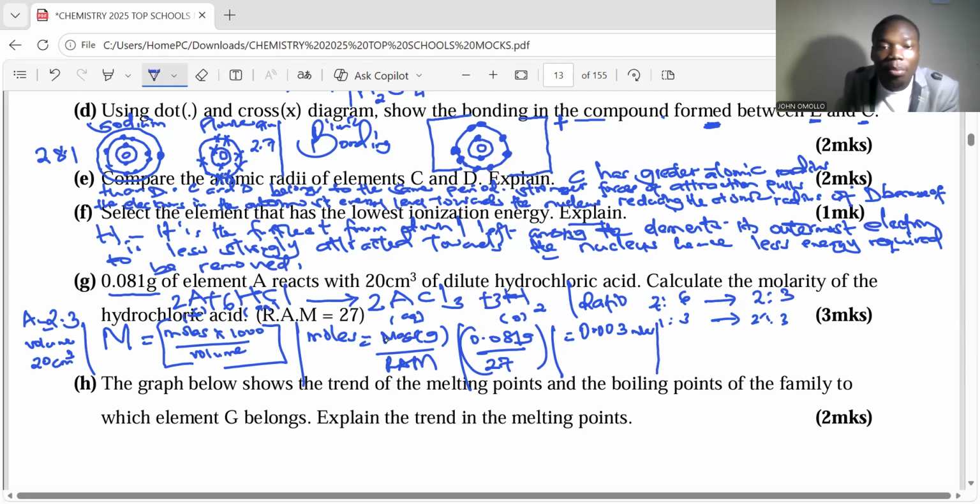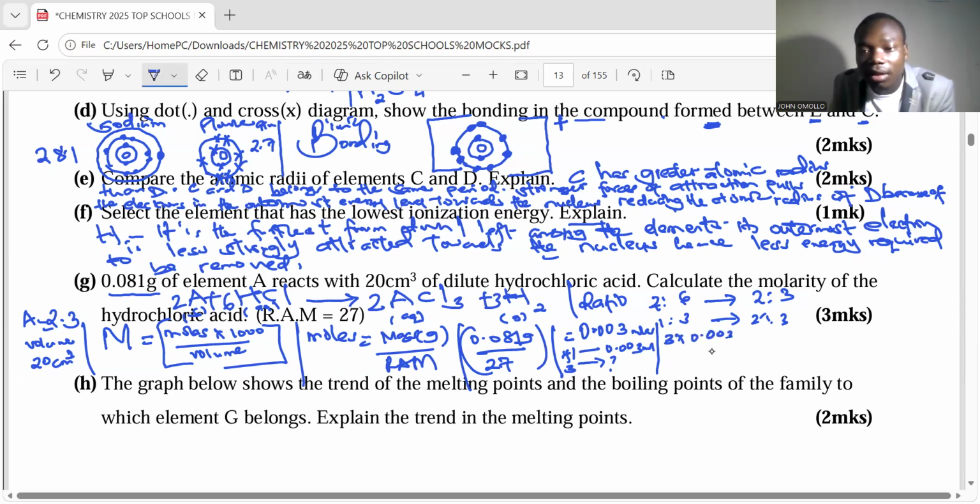So how about moles for HCl? Because they want the molarity of HCl. We have the mole ratio of 1 to 3. Remember, 1 is for A and 3 is for HCl. If 1 for A is 0.003 moles, how about 3? We do 3 times 0.003 over 1. What do we have? 0.009 moles.